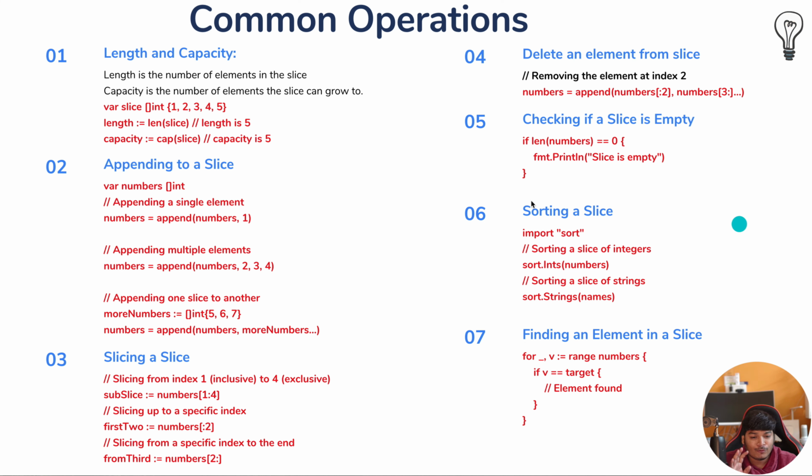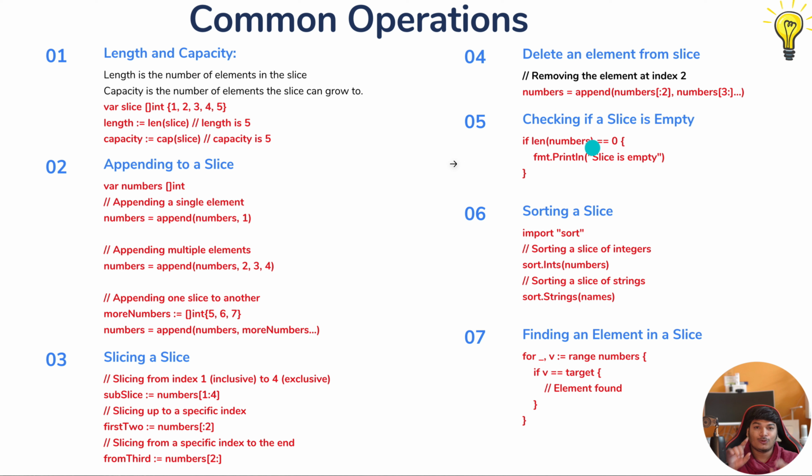Now the fourth most common operation is deleting an element from a slice. For example, suppose I want to remove the item at index 2. How exactly can we remove that particular index 2 element in Go? There is no separate dedicated function. Instead, we're going to use the append function. For example, the original slice variable is numbers. Now we're going to reassign the value.